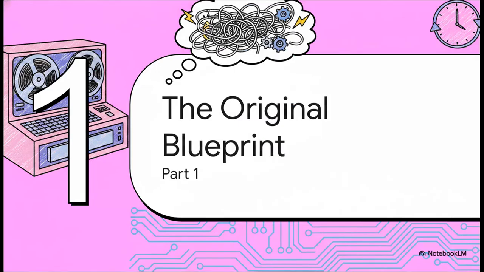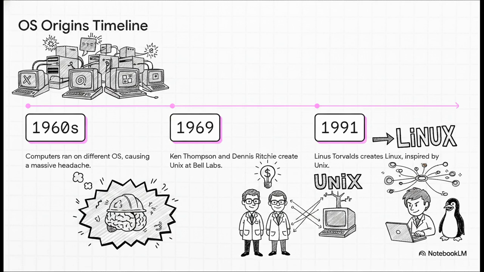All right, to really understand where we are today, we need to kick things off with part 1, the original blueprint. So let's travel back in time to the late 1960s. Inside AT&T Bell Labs, software engineers were dealing with a massive headache. Computers back then were gigantic, they were incredibly expensive, and the worst part, every single one of them ran a completely different operating system. If you wrote a piece of software for one machine, it was totally trapped there. But that all changed in 1969 when Ken Thompson and Dennis Ritchie created Unix.